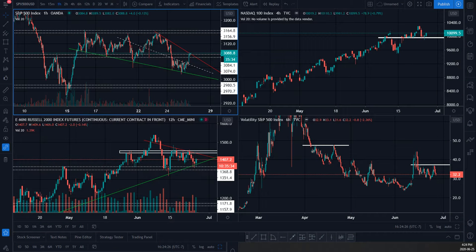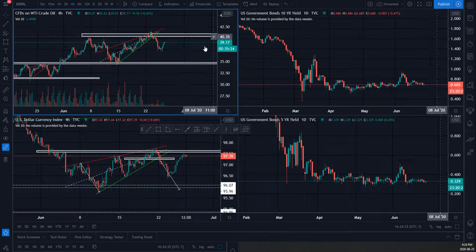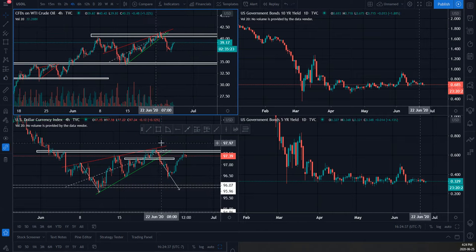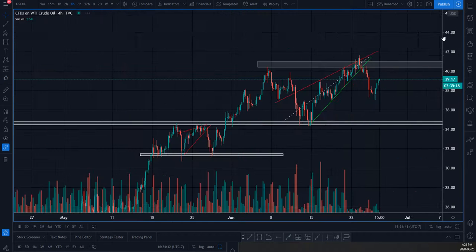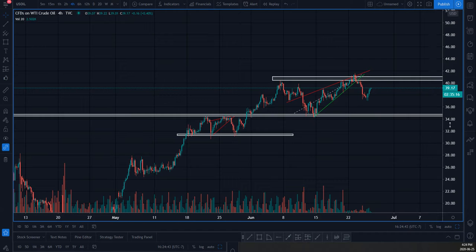So let's look at some questions here. No real questions coming in. So let's go into U.S. bonds and a little bit of oil. And then we'll look at the DXY as well, because we already talked a little bit about currencies. First, we'll look at West Texas Intermediate Crude Oil.